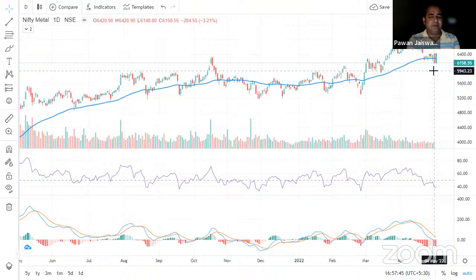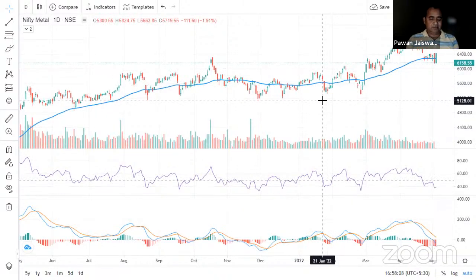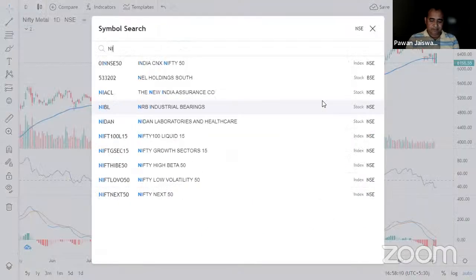But yes, some minor correction may happen. I'm not denying that. Most probably it will hold somehow, at the 6,000 or 5,700 level, and then it will once again give a better opportunity to buy in this space. But meanwhile, it looks like sideways only, sideways with a negative bias, or just sideways. Okay, this is metal.